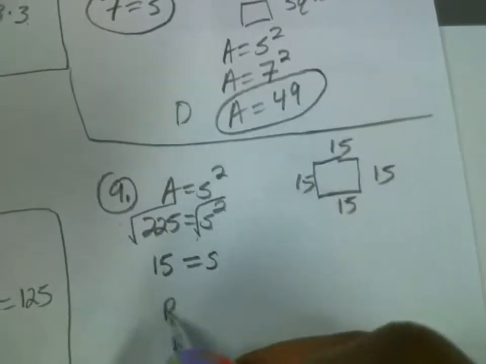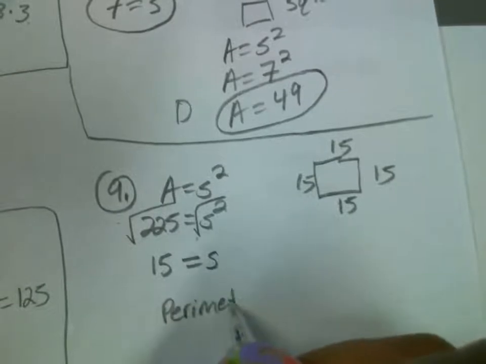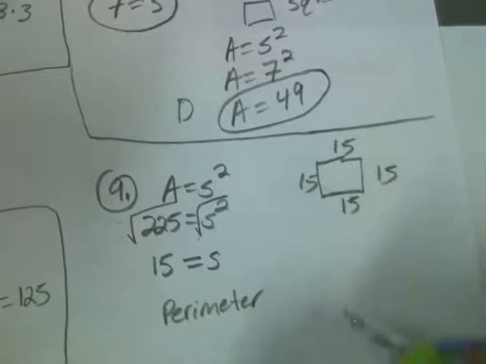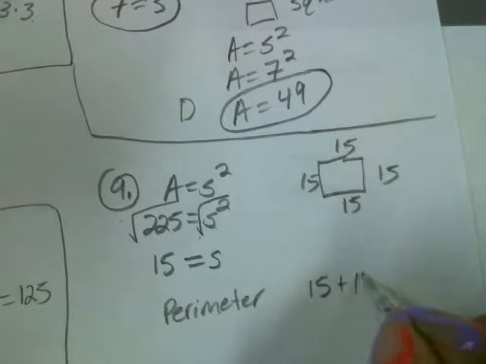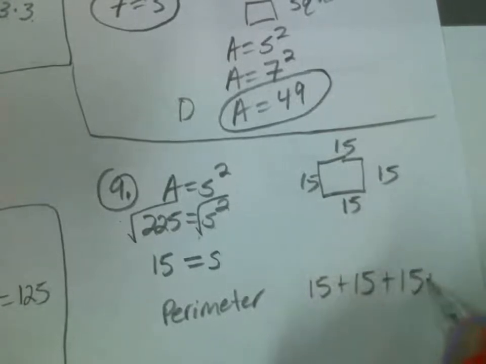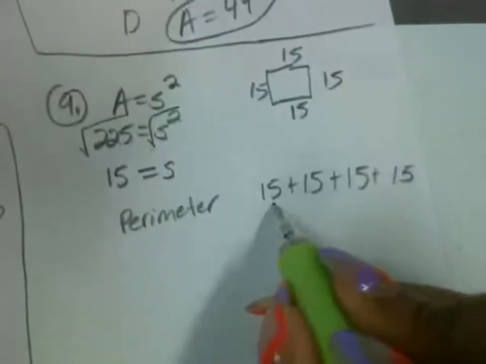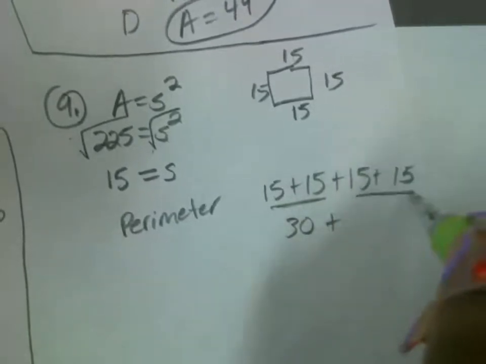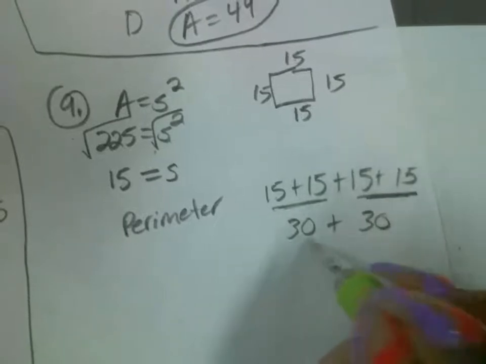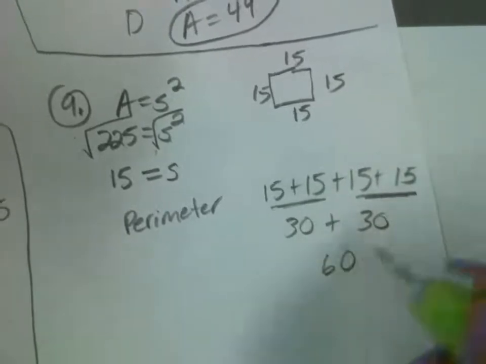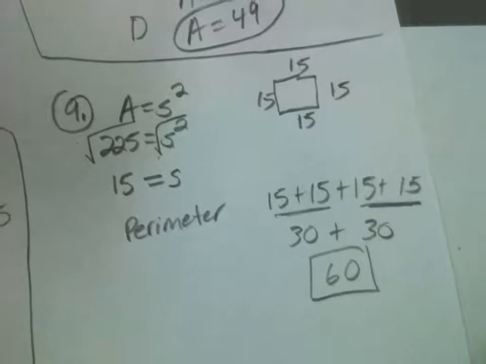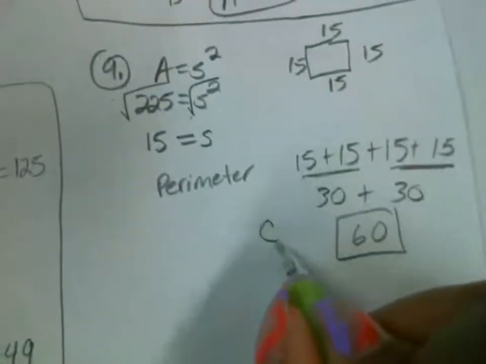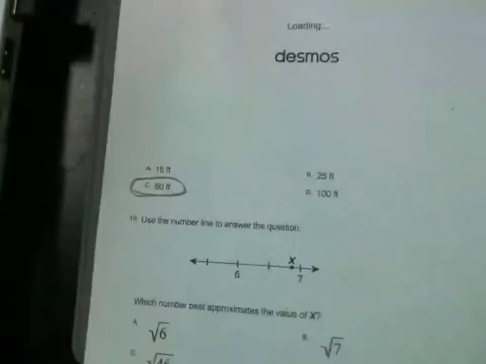Okay, so they're asking for perimeter. Perimeter means you're going to add all these sides together. You're going to say 15 plus 15 plus 15 plus 15. And remember, 15 plus 15 is 30. Plus 15 plus 15 again is 30. And 30 plus 30 is 60. So the perimeter is going to be 60. So here is 60 feet, which is C. So we're going to put C as our answer here and box this in.